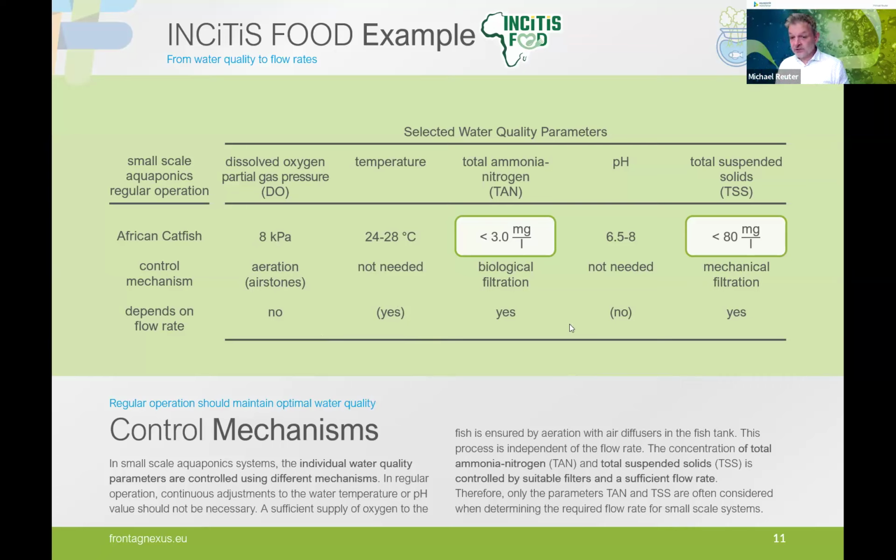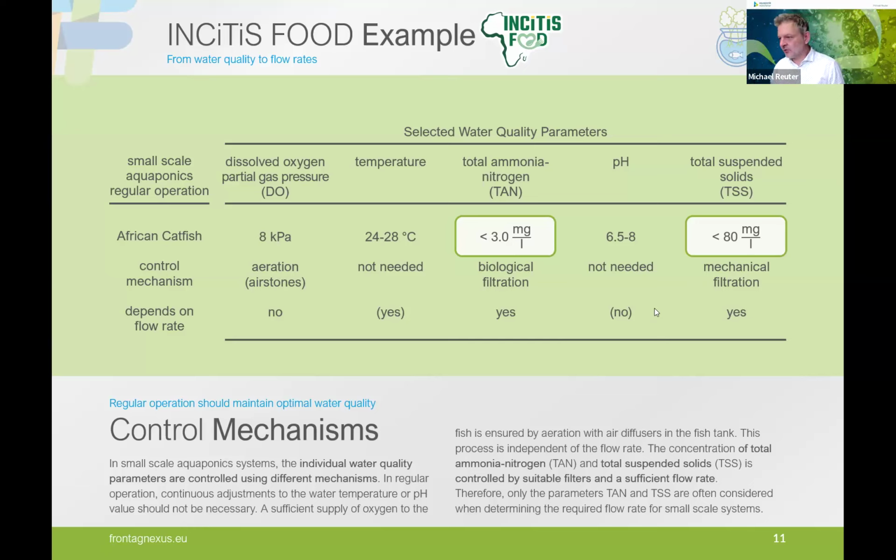Total ammonia nitrogen is linked to the flow rate because it is produced by the fish inside of the fish tank, and we have to dilute this with clean water that flows through the fish tank and comes from our filter section. So here it's a clear yes.